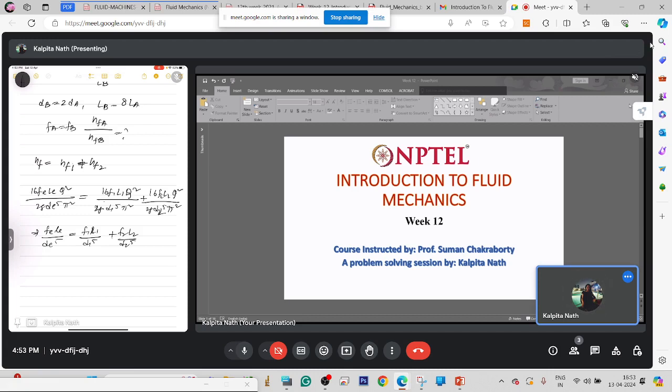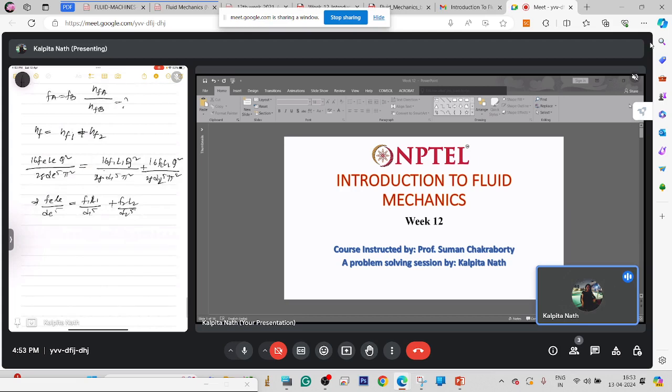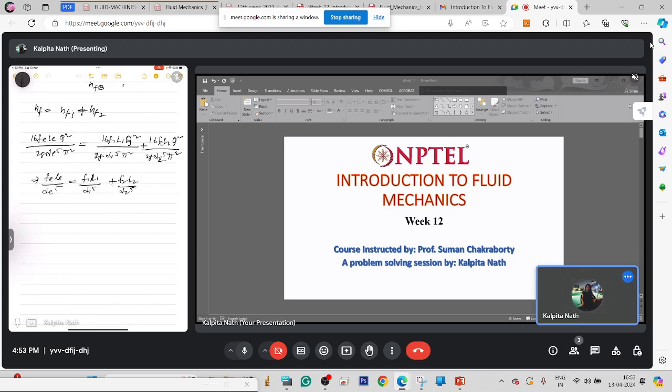Okay, so let's solve this then. Just write it in simple form. HFA upon HFB is equal to fA LA upon dA to the power 5 upon fB LB upon dB to the power 5. So this will be 32 by 8, that means it is equal to 4.